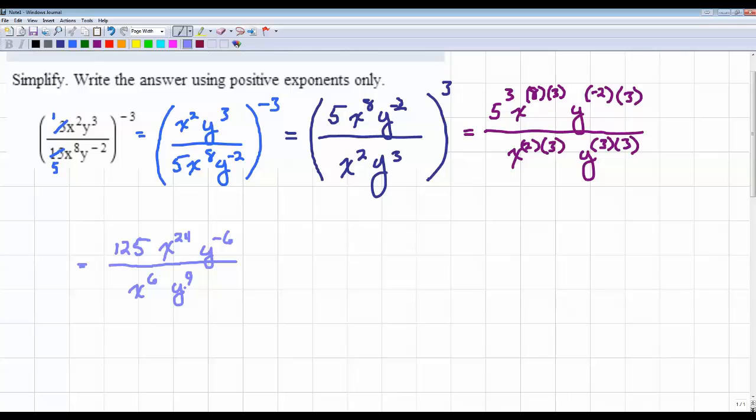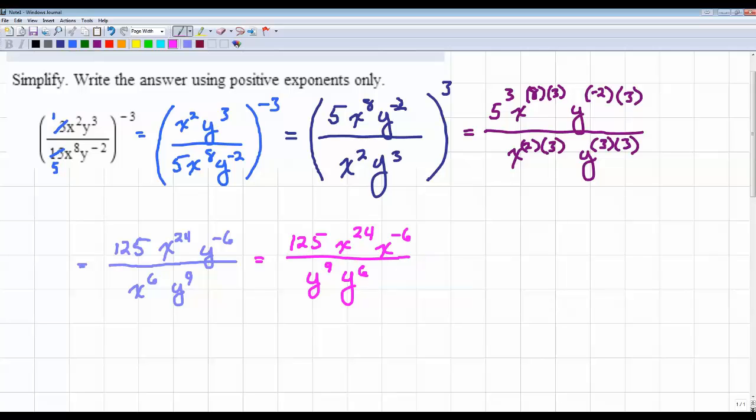Now that we've multiplied out our exponents, we're going to move the y to the negative 6 down into the denominator and change that to a positive exponent, and we'll move the x to the 6th up into the numerator and change that to a negative exponent. Now I could just simply add and subtract the exponents as needed, but I wanted to line up the like terms. So I now have 125 times x to the 24th times x to the negative 6th power, and that's all going to be over y to the ninth power times y to the 6th power.